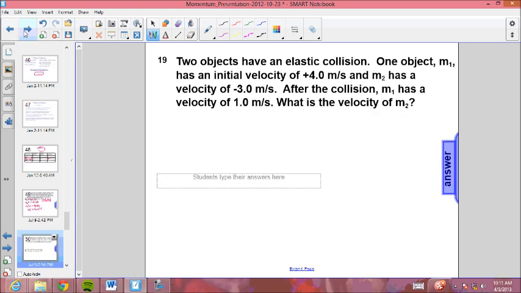Two objects have an elastic collision. One object, M1, has an initial velocity of 4 meters per second, and M2 has a velocity of negative 3 meters per second. After the collision, M1 has a velocity of 1 meter per second. What is the velocity of M2? So, we've got V1 equals 4, V2 equals negative 3, and V1 prime equals 1. So now we want to get V2 prime.